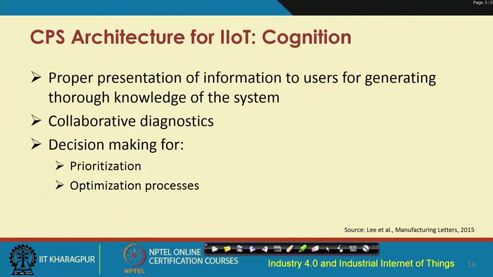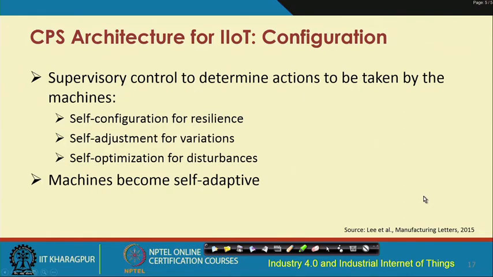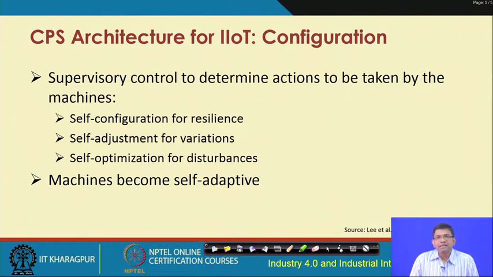Cognition is another one. By cognition, what is meant is the proper presentation of information to users for generating thorough knowledge of the system. We are talking about collaborative diagnostics, decision making for prioritization, optimization of processes and so on. All of these are different aspects of cognition that come into the picture in CPS systems. Configuration is the other one, where we are talking about supervisory control to determine actions to be taken by the machines themselves. Examples include self-configuration for resilience, self-adjustment for variations and self-optimization for different disturbances. All of these self properties help in the supervisory control for performing certain actions by the machines themselves. So, these machines are going to be self-adaptive consequently.